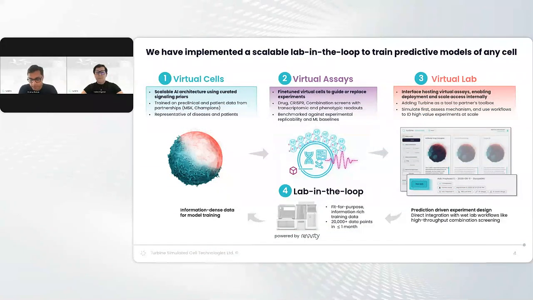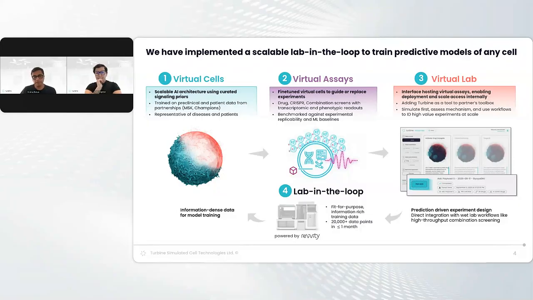Now we look at our platform, our learning loop, in 4 different buckets. Different but highly interconnected. So the first one is the virtual cells, which I already talked about. This is a scalable AI architecture that absorbs a lot of data from preclinical and clinical sources, and it becomes as close a representation of patient disease as possible.